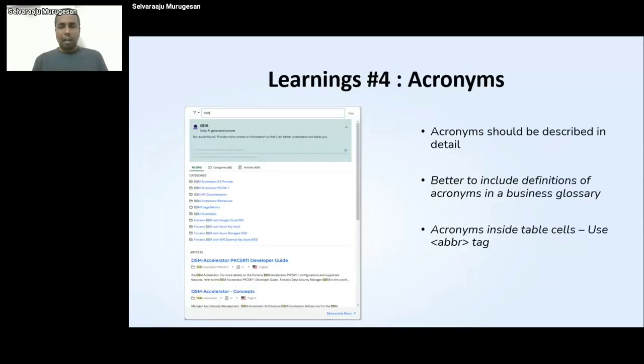Yeah. The other one is the acronym. Whenever you describe an acronym, it's better to include the definitions. Again, I was talking about this ABB tag. Just use that to abbreviate what that is.